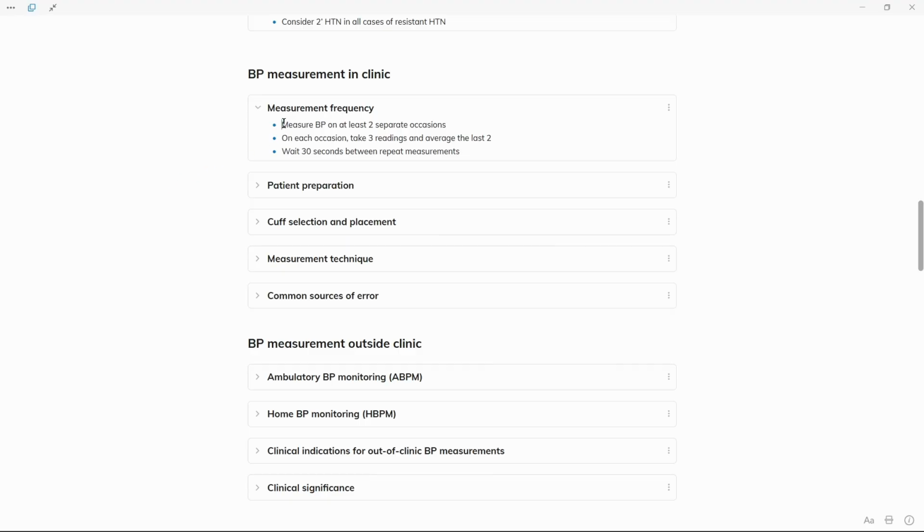So you want to measure the blood pressure on at least 2 separate occasions. And on each occasion, you need to take 3 readings and you average the last 2. And when you are taking each measurement, you need to wait 30 seconds between repeat measurements. Otherwise, the patient's blood pressure will be elevated, not because they have hypertension, but because the cuff has been squeezing their arm and you haven't given them enough time to rest.